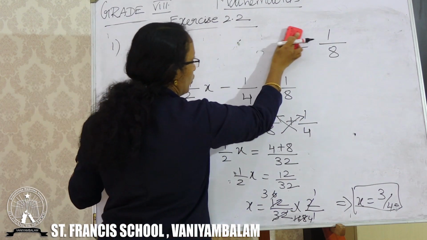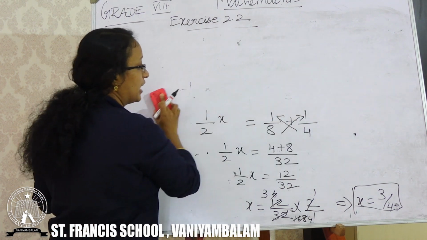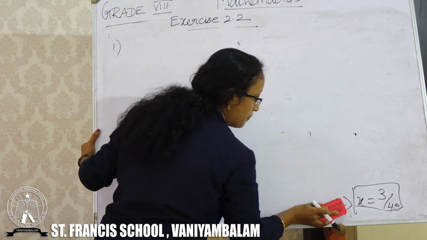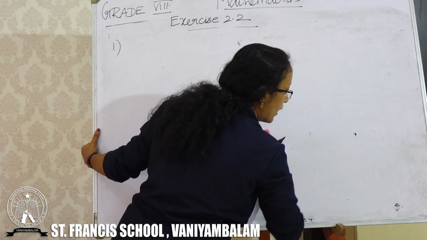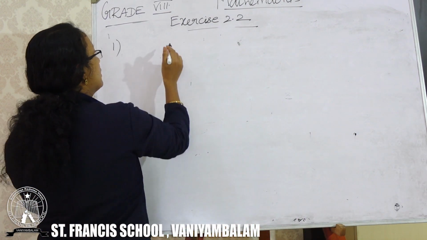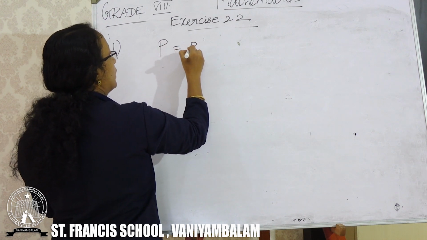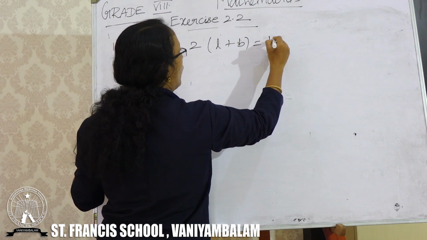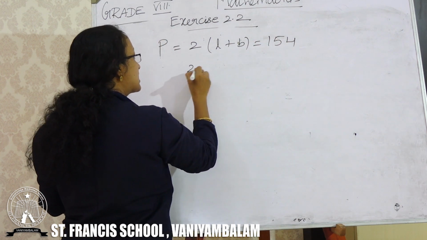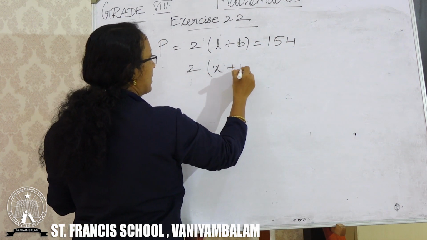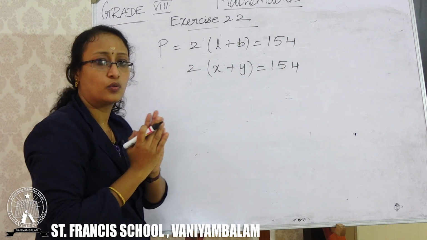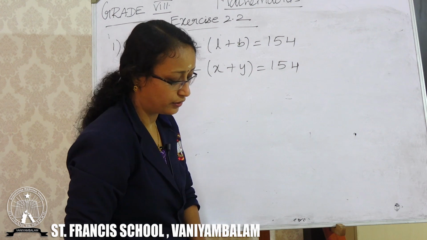I'll tell you how to form the equation from the statement. It is given perimeter is 154, right? So perimeter is equal to 2 into L plus B is equal to 154. Let us take length as x and breadth as y. So you got, 2 into x plus y is equal to 154.